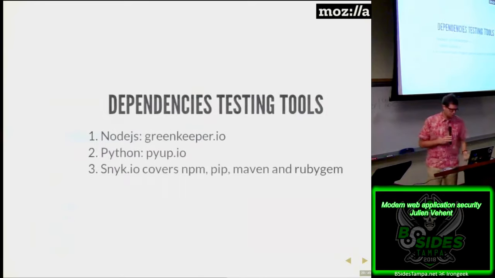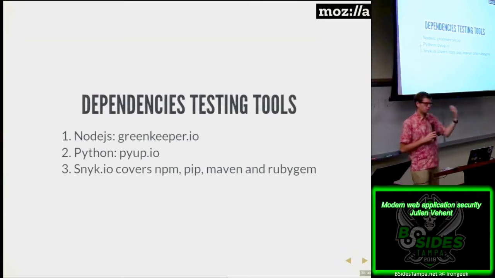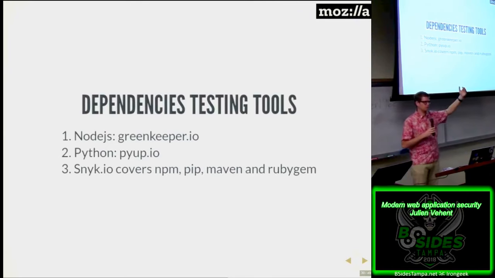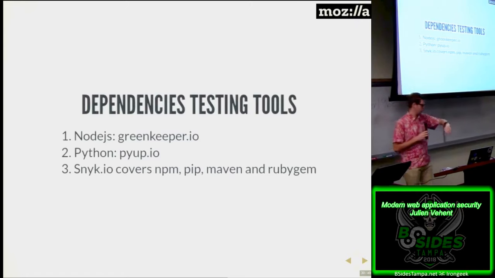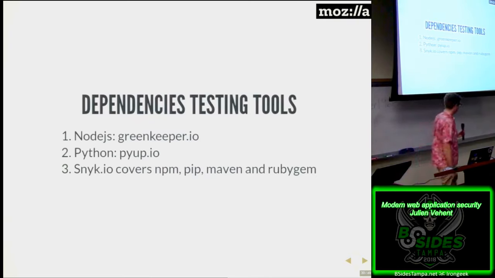There are other services that do this as well. Node.js has greenkeeper.io that actually just sends you a pull request with the updated version. You just have to let your CI environment run, merge it, and you're good to go. We use pyup.io a lot. Snyk.io is a new service. If you do Java, it supports Maven. If you do Ruby, it supports RubyGems, pip, and npm. So that's another one. I think it's still free for open source projects. Another one to look into.